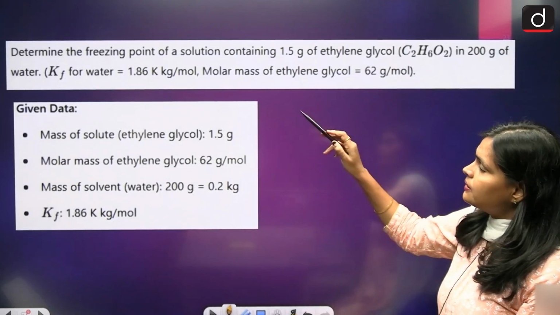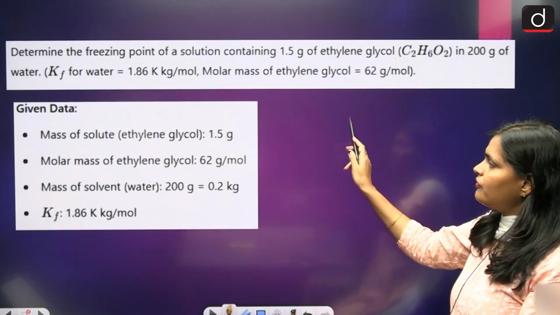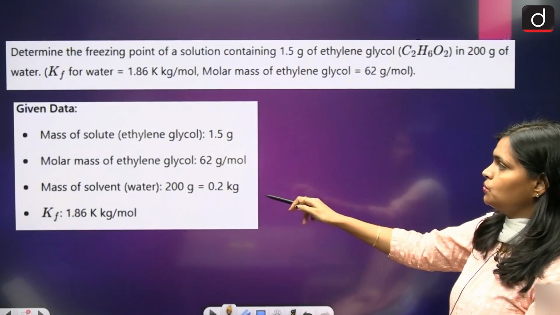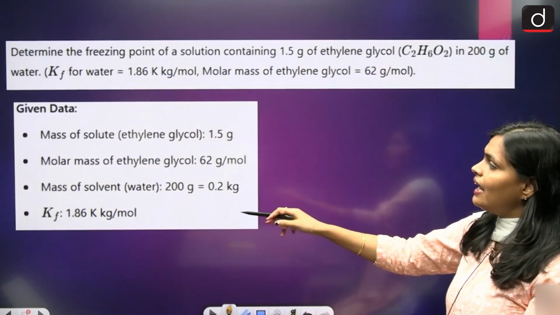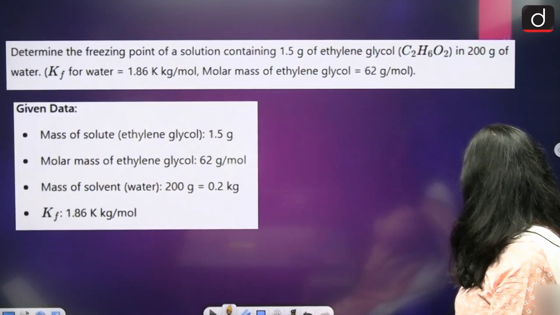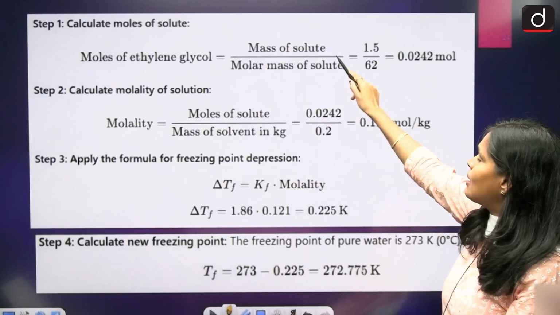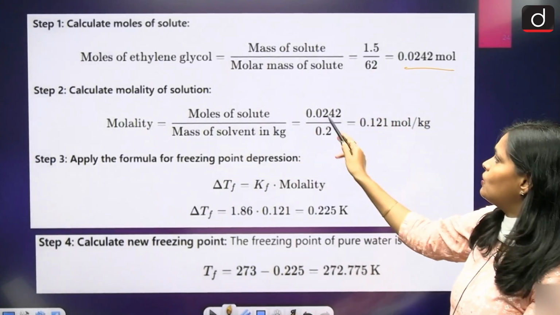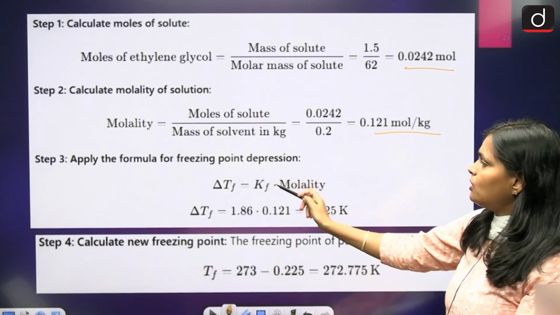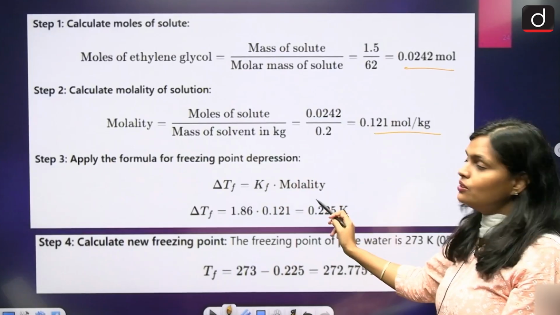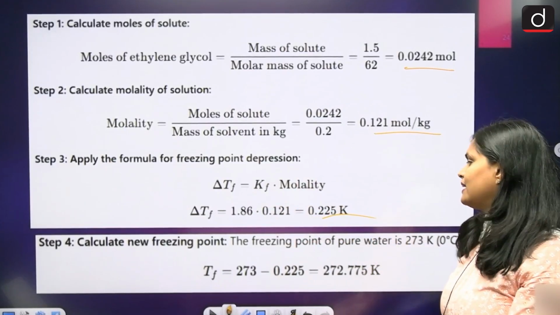So determine the freezing point of a solution containing, so mass of solute is given, 1.5 gram, molar mass is given, 62, mass of solvent is 200 gram, which is 0.2 kg, and KF is given. Simple, the same formula will apply, right? First of all, you have to calculate the moles of ethylene glycol, mass upon molar mass, and the molality, moles of solute upon mass of solvent in kg. Now applying the formula, KF into molality. KF is given, molality you have calculated, multiply, you will get the answer.